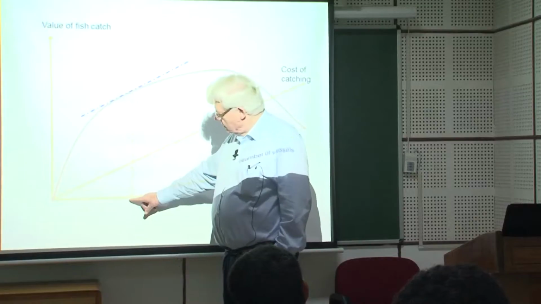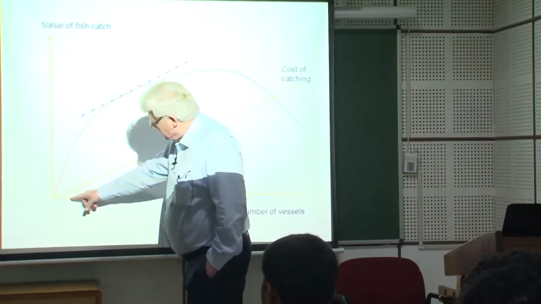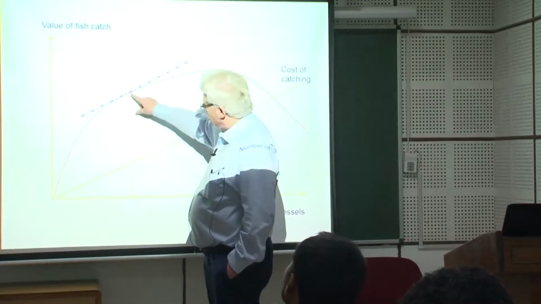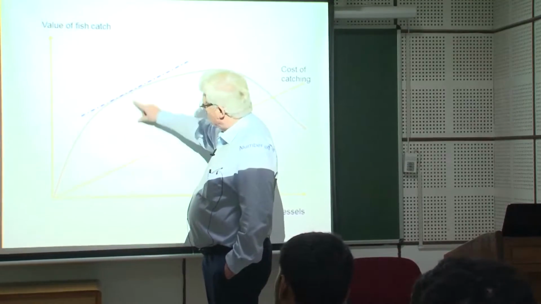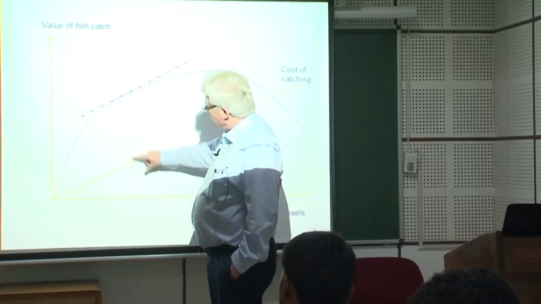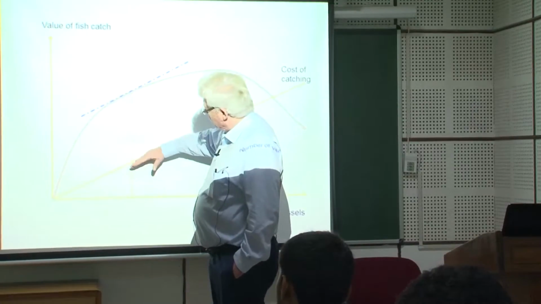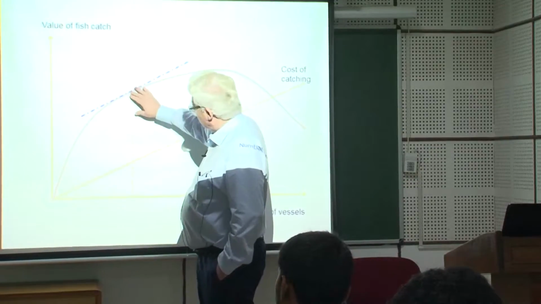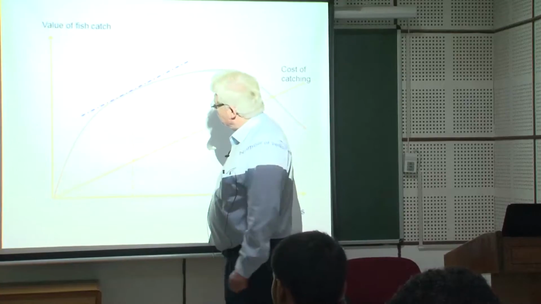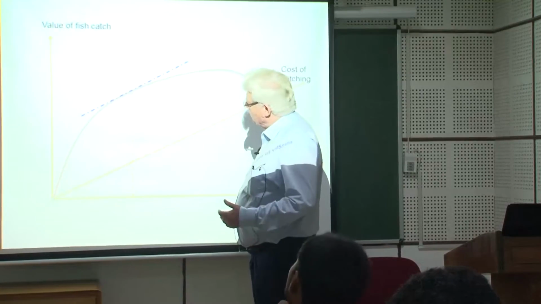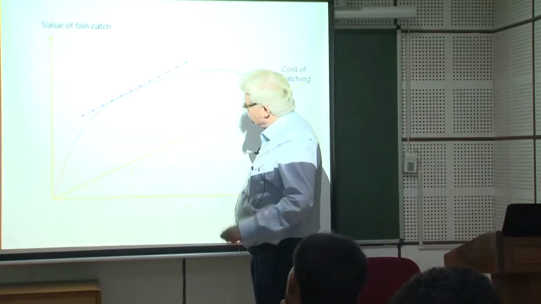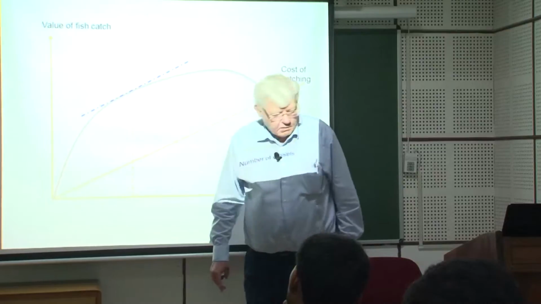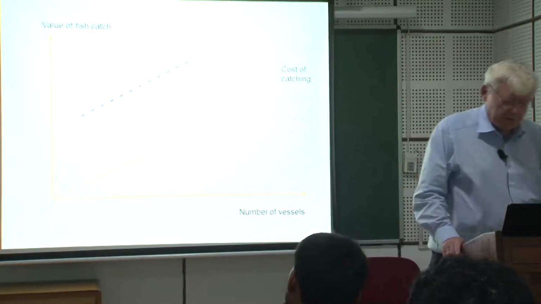Every year you should send this amount of vessels to fish, and then you have these costs, but you have the value of the fish, and by way of shifting this line to here, you have the most socially efficient number of fishes caught.